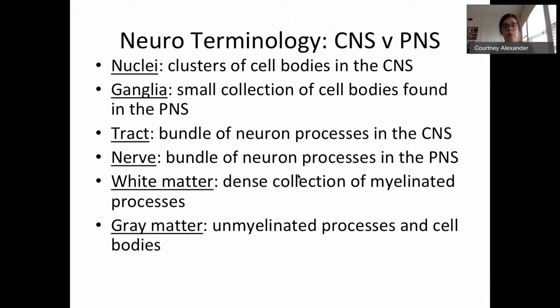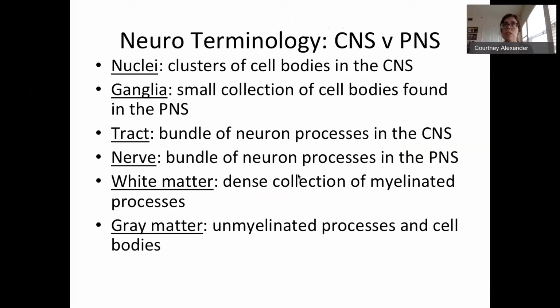A nuclei is what we call, not the nucleus of a cell, but in neuroscience, a nuclei is a cluster of cell bodies that we find in the central nervous system. Usually they have a defined function. So then we have a nuclei responsible for motor function, for example. The same thing in our peripheral nervous system, we call a ganglia.